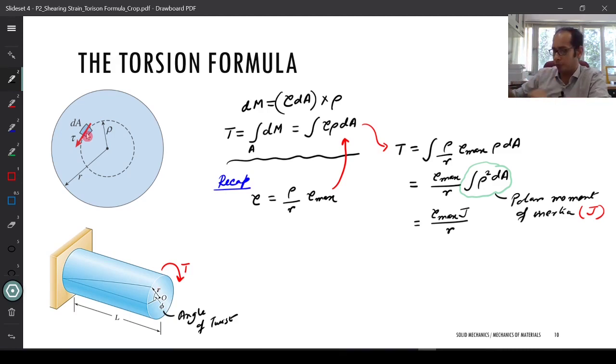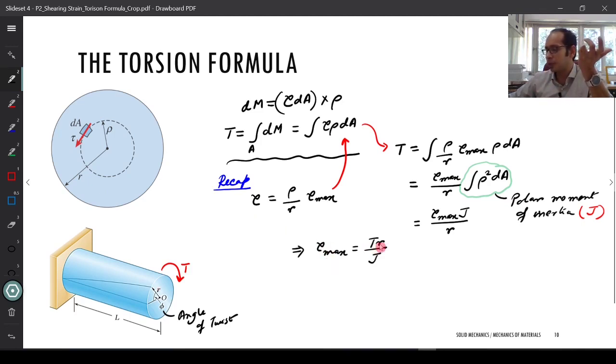So if I rearrange this expression, let me mark this symbol properly, tau max becomes equal to T R by J, right? And similarly, as you can understand, this is the maximum shear stress. So how the maximum stress is related to the applied torque T through the outer radius R and divided by the polar moment of inertia. Now this is the tau max. So how will tau be related? Very simple. Tau will also be linearly related with rho.